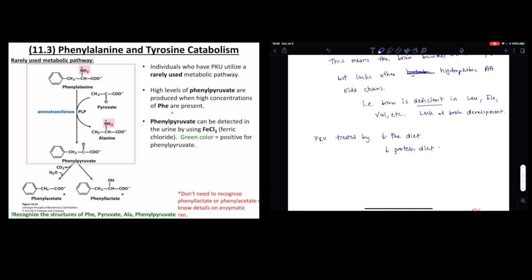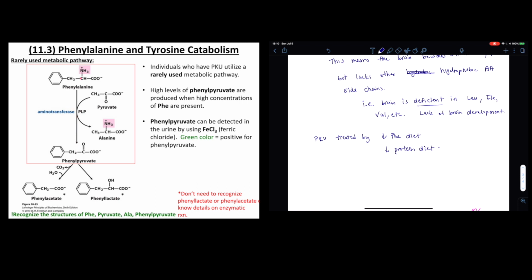Okay, so how do you diagnose PKU? When you have this increase in phenylalanine, there's this aminotransferase that rarely gets used, because in most people who don't have PKU, phenylalanine never builds up. But remember, aminotransferases are controlled basically by whether the reactants or products are rich in concentration. So if you have a high concentration of phenylalanine, it's going to push this reaction down towards the bottom.